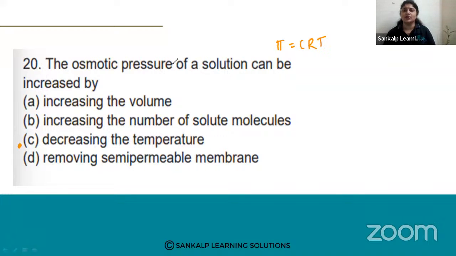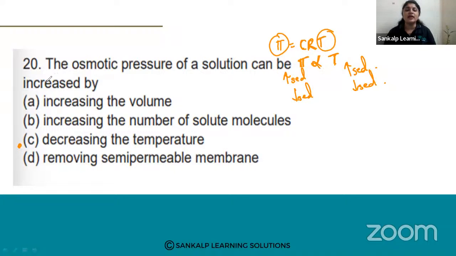First we'll see for temperature. You can see that osmotic pressure is directly proportional to concentration, gas constant, and temperature. So if osmotic pressure is increased, temperature also will be increased. If osmotic pressure is decreased, temperature also will be decreased. So is it right that if osmotic pressure of the solution is increased, then temperature will decrease? No. So this option is wrong.